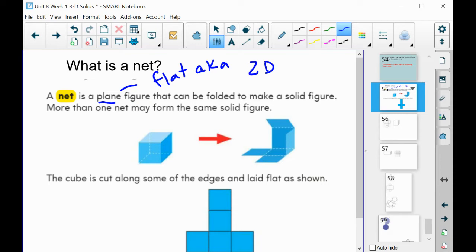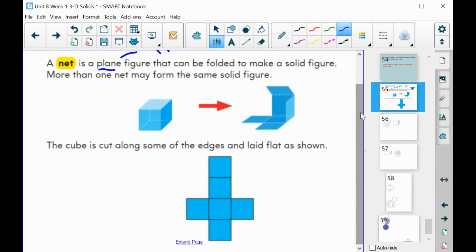Okay, more than one net may form the same solid figure. We will mostly be focusing just on one net for one solid today. So what you see here, this dotted line on this net, this is this net when it's kind of halfway or partially folded, and it will make a solid right here, a cube. And then right here is where these lines are where you would do your folding. Okay, so if you were in the classroom right now, you would have some nets in front of you, you'd be cutting them and folding them.